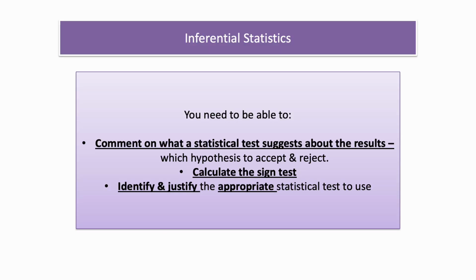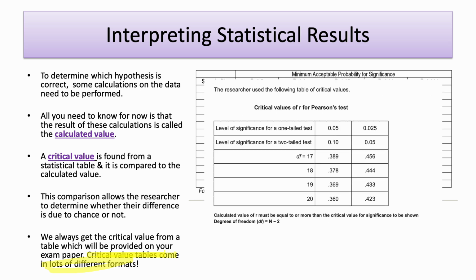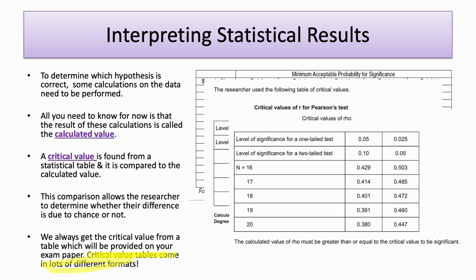Okay, we're working our way through all the different parts of statistics. So next you need to be able to comment on what a statistical test shows. And that's where you need to be able to read from what is called a critical values table. Critical values tables come in lots of different formats and they look in lots of different ways. The exam board tend to use the same format, but you can see how it varies depending on the question. For example, that's one critical values table for Pearson's. And then you've got another one for Spearman's Rho. So same font and same sort of organisation, but very different information.